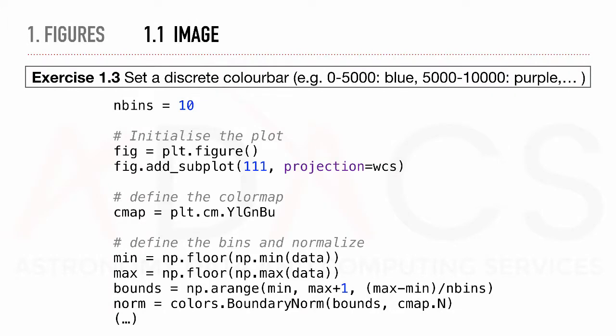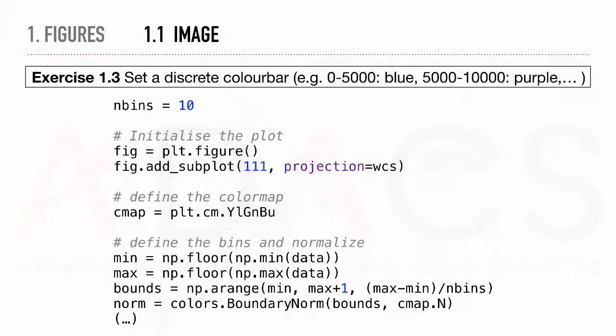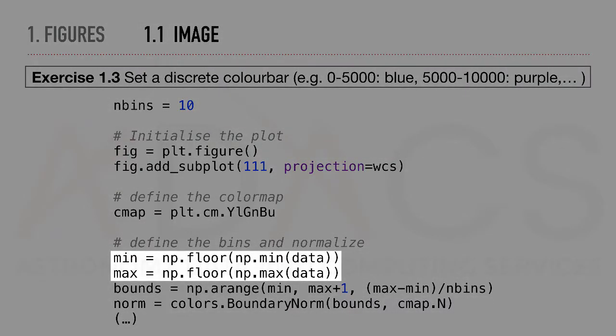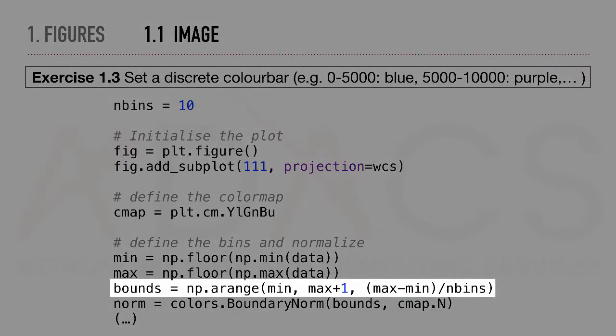Now, we need to quantize our value range into a number of bins. We will set the number of bins to be 10. For any quantization, we need a minimum and maximum, which we will set using the data's limits. Then, we can set our bounds using the arange function from NumPy. It would also be possible to set this list manually.